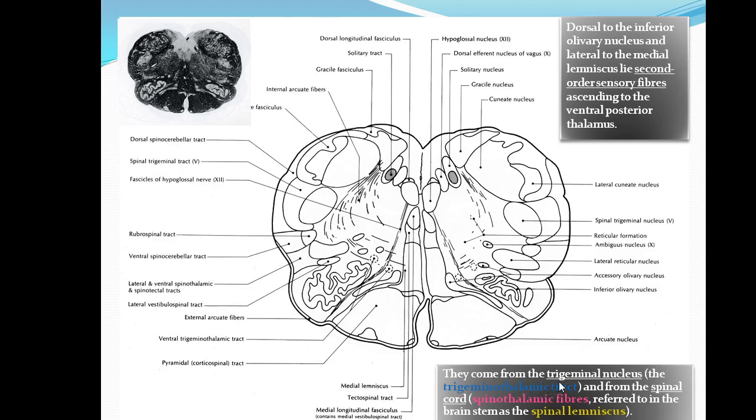These fibers come from the trigeminal nucleus, that is the trigeminothalamic tract, and from the spinal cord, that is the spinothalamic fibers, referred to in the brainstem as the spinal lemniscus. The spinal tract of the trigeminal nerve: here you can see it lying lateral to the sensory nucleus.